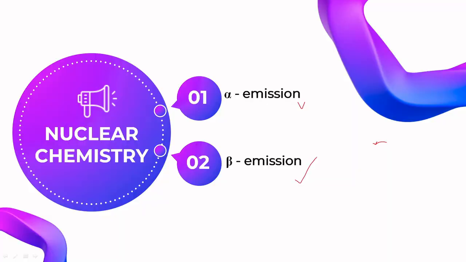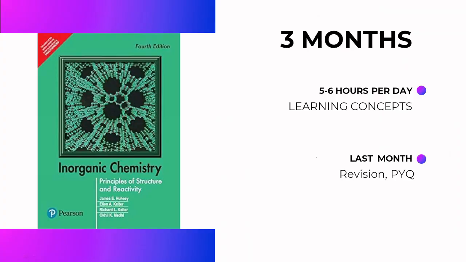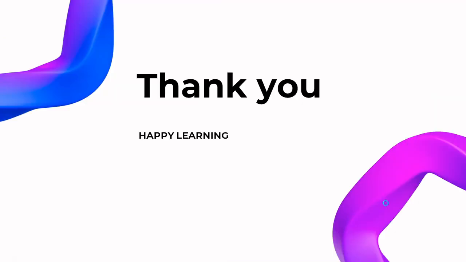In that case, you need to spend at least 5 to 6 hours per day. If you prepare like that, definitely you can qualify CSIR and GATE examinations. After 3 months of preparation, you can reserve the last 1 month for working out previous year questions. That will help in revising the concepts. Okay, this is about the inorganic chemistry preparation strategy.